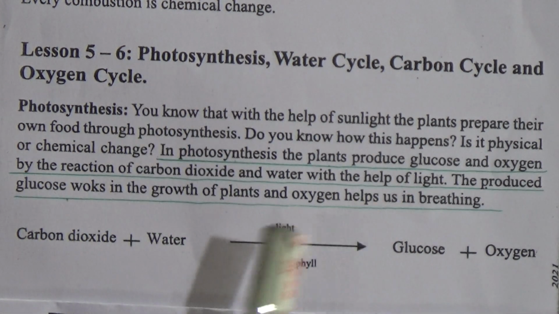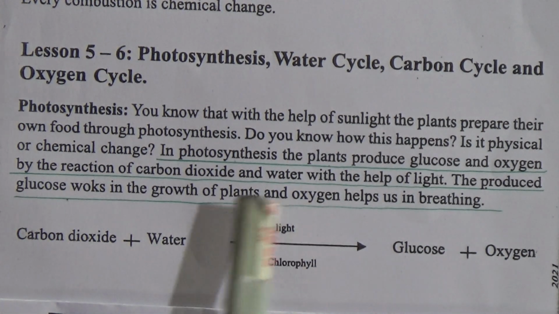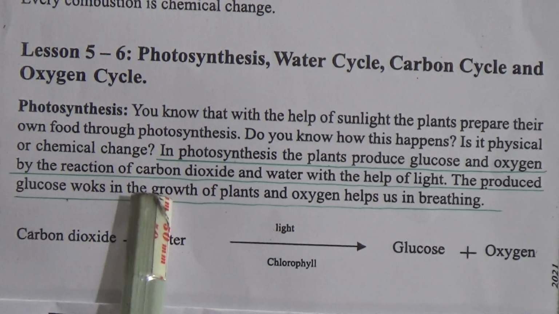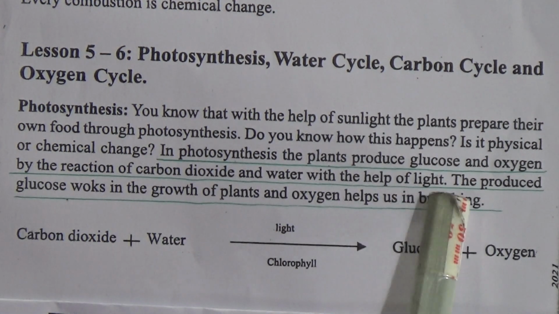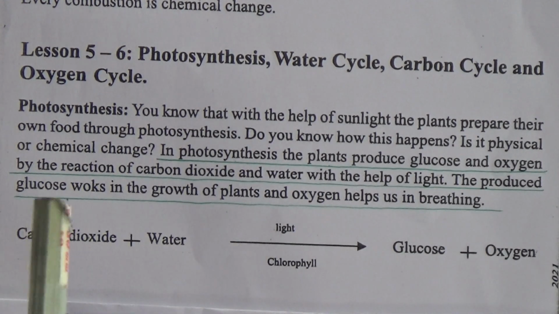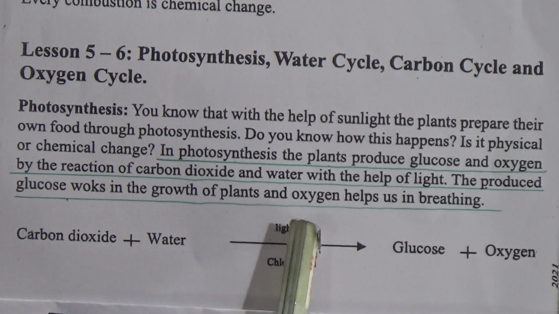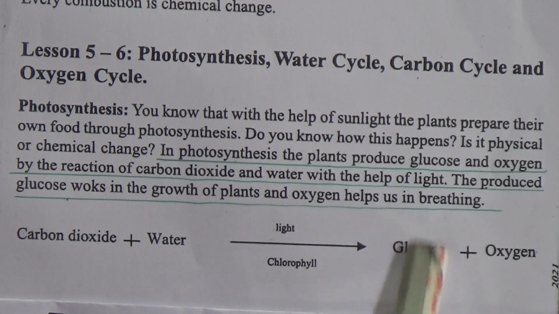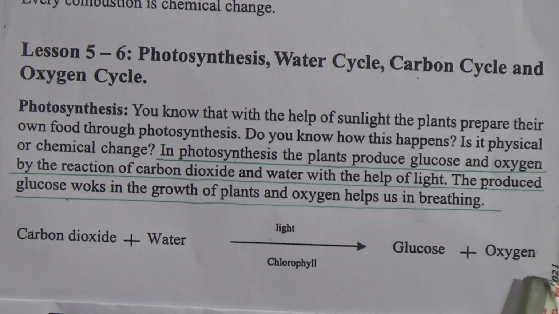Photosynthesis is a chemical change in which the plants produce glucose and oxygen by the reaction of carbon dioxide and water with the help of light. I am repeating, in the photosynthesis process, plants produce glucose and oxygen by the reaction of carbon dioxide and water in the presence of light and chlorophyll. The produced glucose works in the growth of plants, and oxygen helps them in breathing.